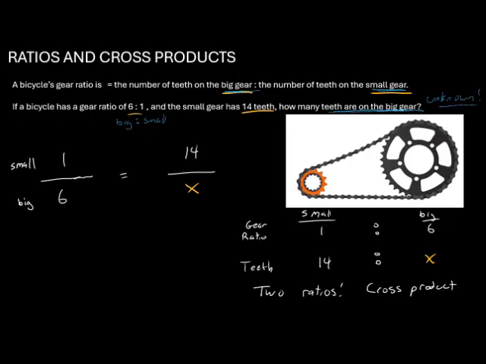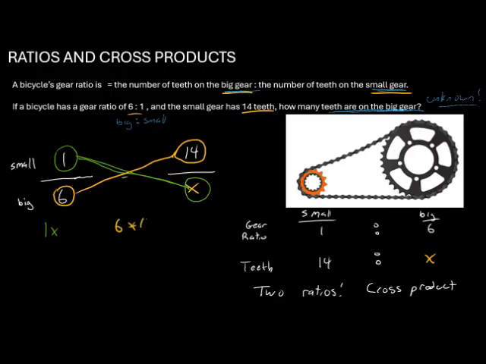Now I'll do my cross product by multiplying the 1 on top of the first fraction times the X on the bottom of the second fraction. I'm now drawing a line to connect them, and I'm going to write that that's 1x. Then I'll take the bottom of my first fraction, that's 6, times 14 on the other fraction. That's going to give me 6 times 14. I'll now place the equal sign in between and rewrite this.